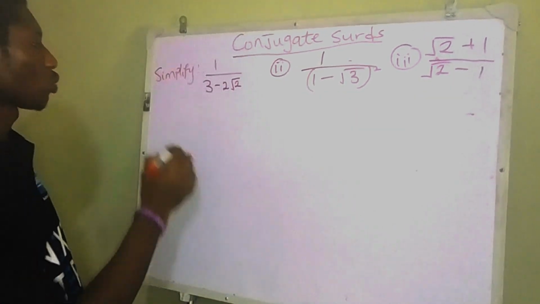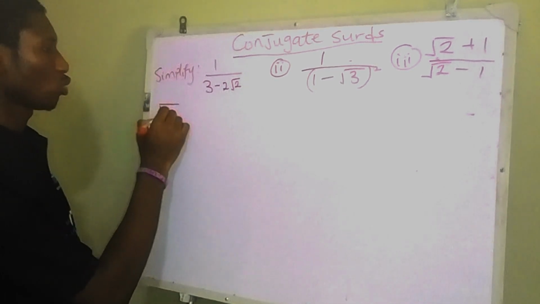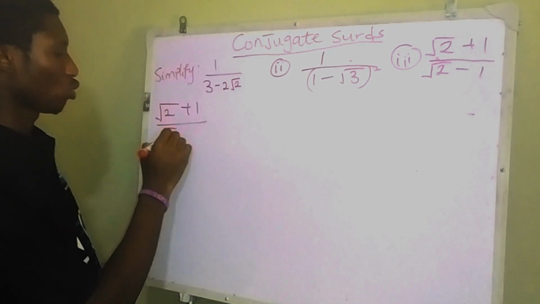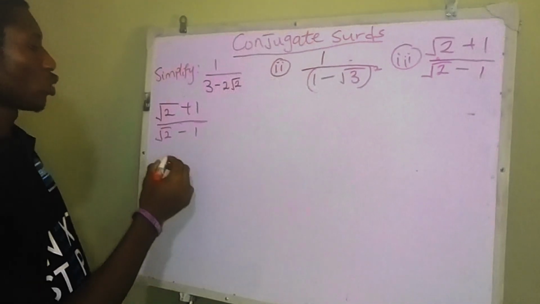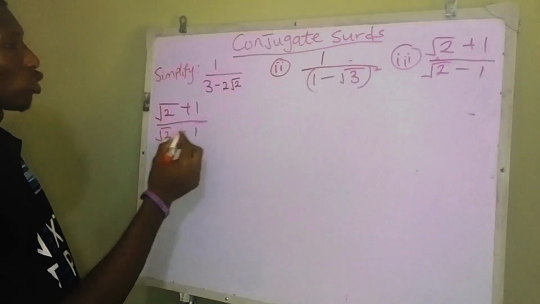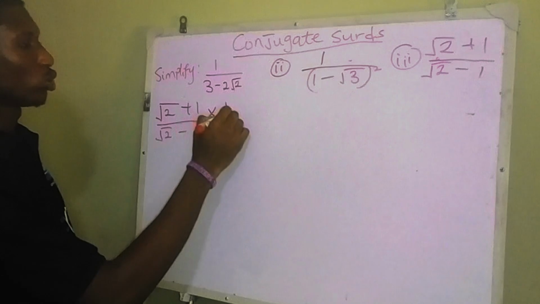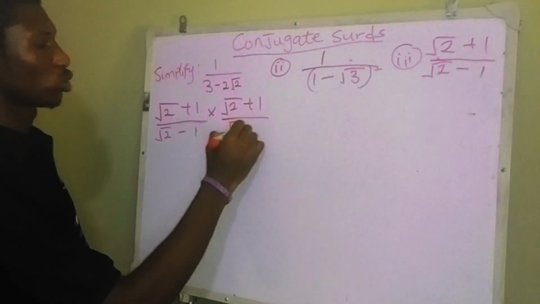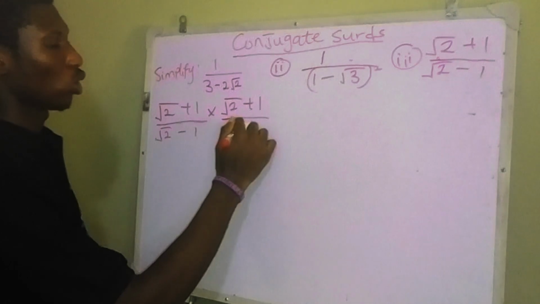So solving the last question, we have square root of 2 plus 1 all over square root of 2 minus 1. Since we have this, we all know the conjugate to be square root of 2 plus 1. So we'll multiply the numerator by square root of 2 plus 1 all over the denominator, square root of 2 plus 1.